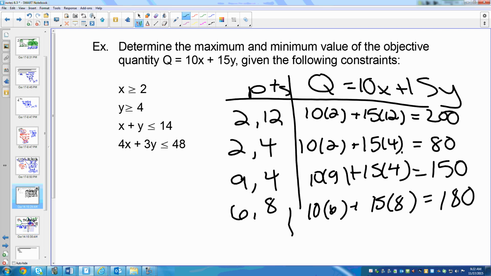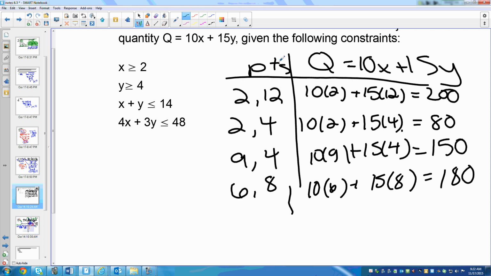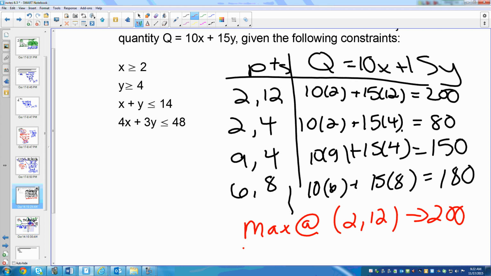So, from that, we can find the max and the min. There's a max at 2, 12, and it's 200. And there's a minimum at 2, 4, and it is 80. Okay?